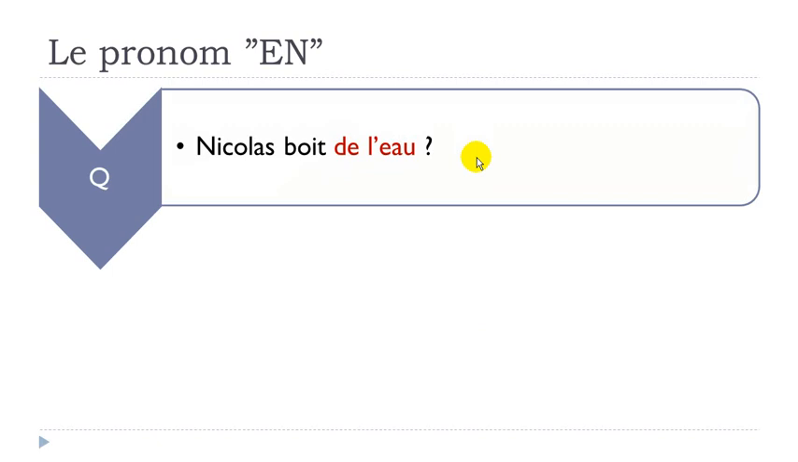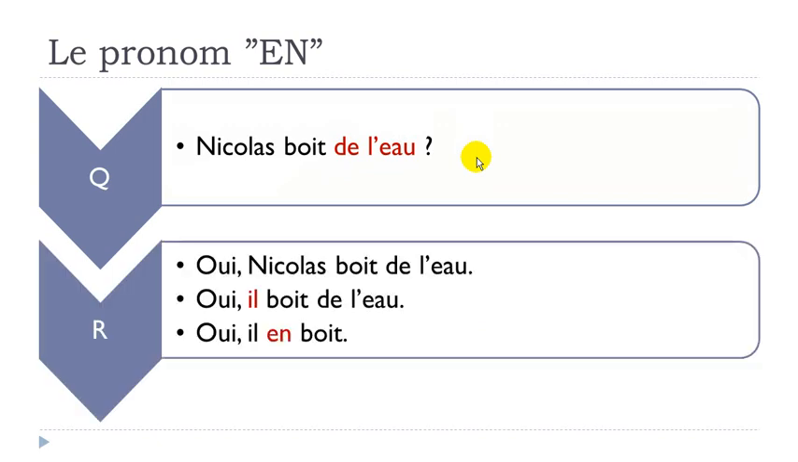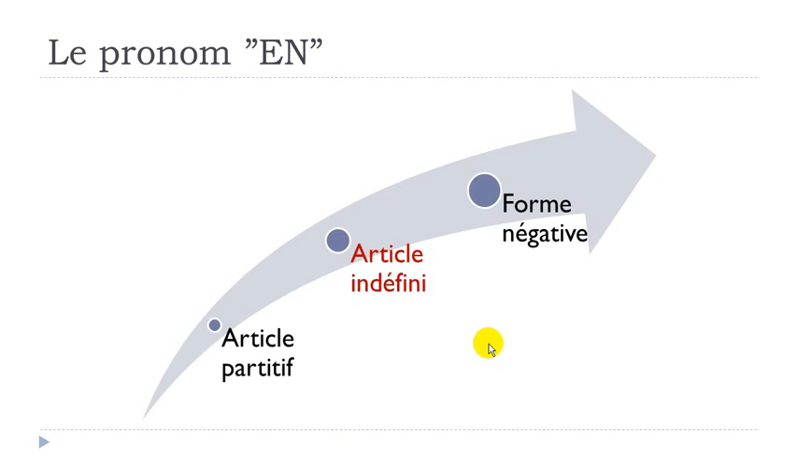Nicolas boit de l'eau. Oui, Nicolas boit de l'eau. Second option, you don't want to repeat Nicolas. Oui, il boit de l'eau. Third option, oui, il en boit. Same rule, en goes before the verb. Boire, here, the infinitive form is boire, and it's to drink. De l'eau, some water. D'accord? Okay, let's continue now.